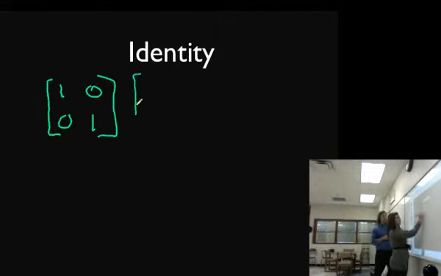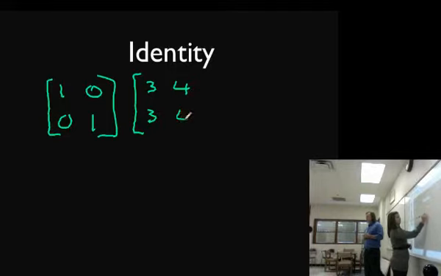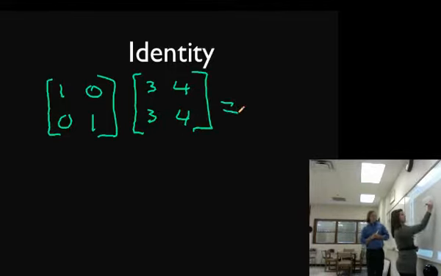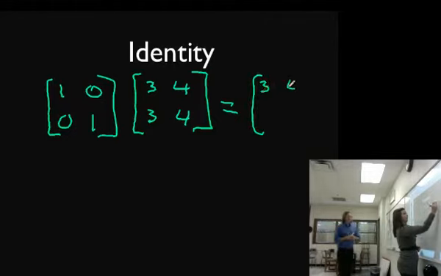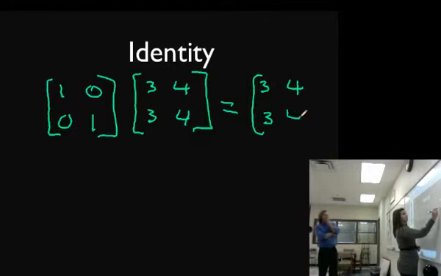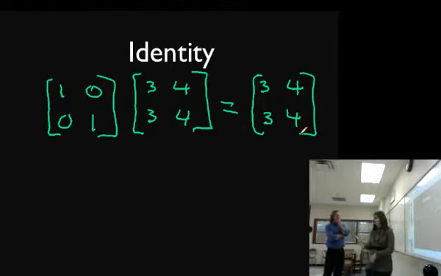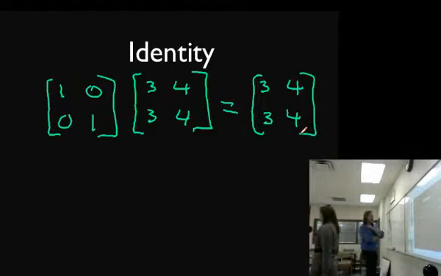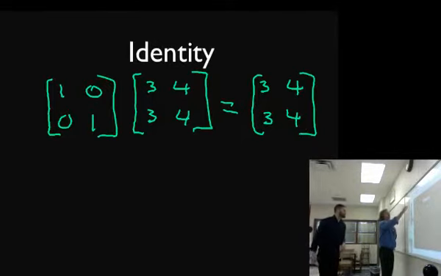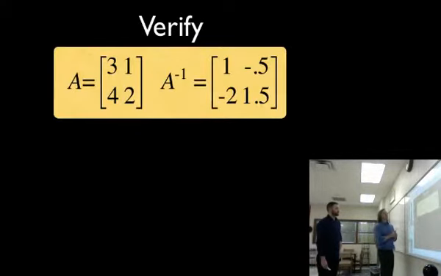So if we take this matrix times [3, 4; 3, 4], we're going to get the same matrix back, [3, 4; 3, 4]. It's as simple as that. Are we happy? I think so. All right, very cool. Thank you so much for coming in and helping us out today.